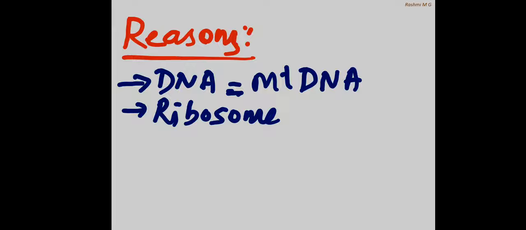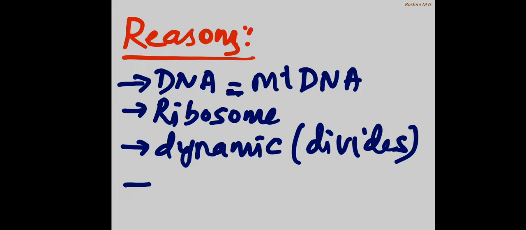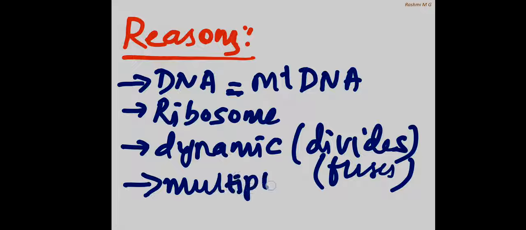These organelles are dynamic in state. They are not static; they don't remain the same. There are frequent changes: they divide, fuse, change shapes. Mitochondria also multiply, so it divides. I'll write it here: divides and changes its shape, or divides, fuses. And the fourth point is they multiply also, with the help of binary fission. I'll write it as BF, binary fission.